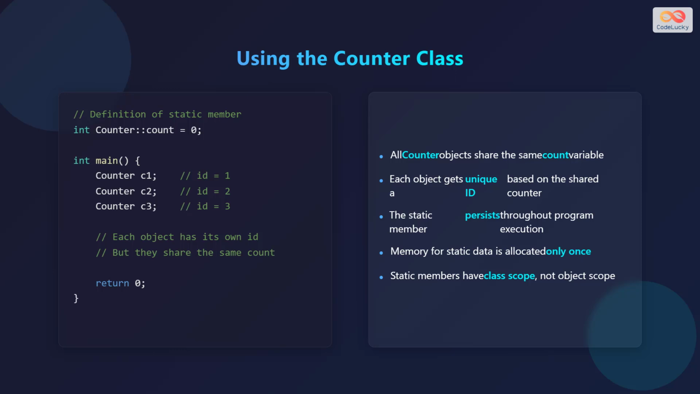All Counter objects share the same count variable. Each object gets a unique ID based on the shared counter. The static member persists throughout the program's execution. Memory for static data is allocated only once. Static members have class scope, not object scope.